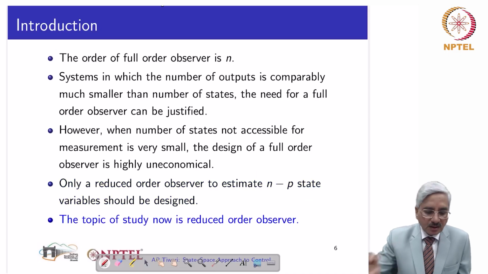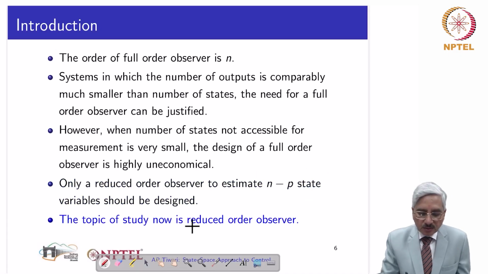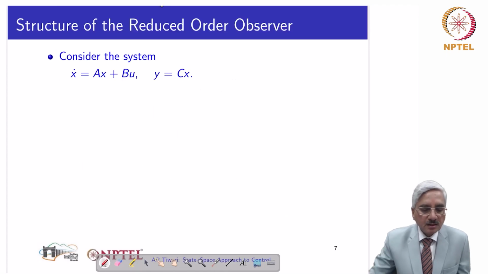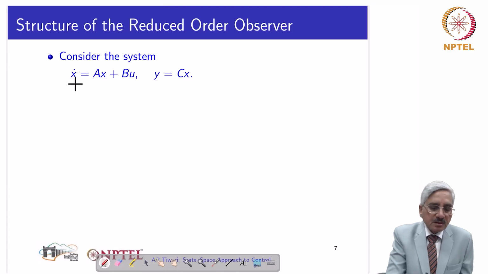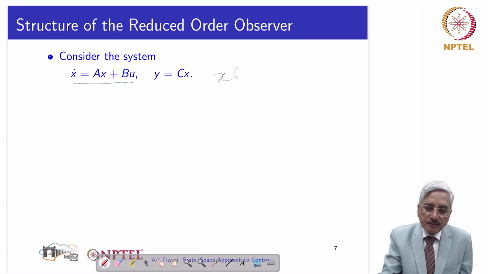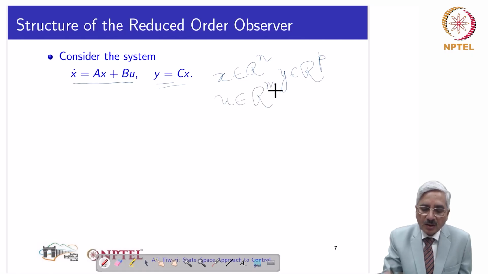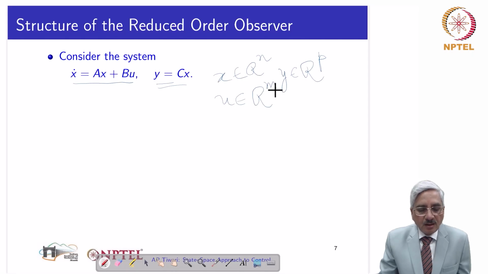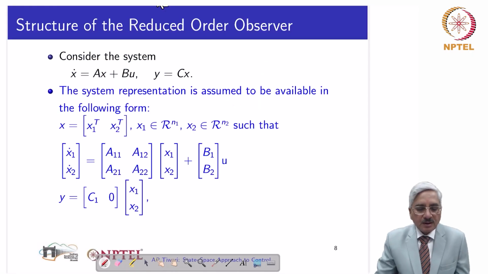And the topic of discussion, as I said in the beginning, now is the reduced order observer. Let us proceed ahead and see. We have the same system, x dot equal to Ax plus Bu, a system of order n. The number of outputs is p, and the number of inputs of course is m. As before, we considered this in the case of the full order observer also.